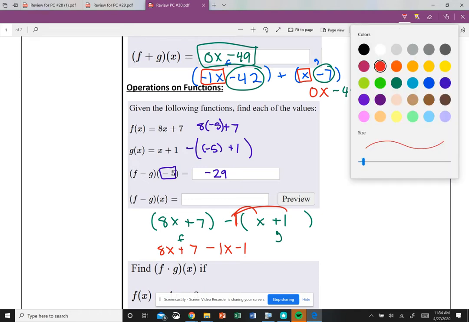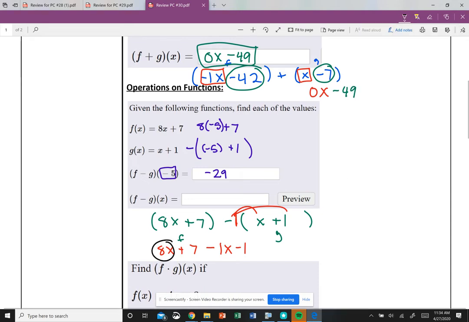So now all I need to do is combine like terms. So I've got an 8x minus 1x. That's 7x. And then I have a 7 minus 1. That's a positive 6. So I have 7x plus 6.